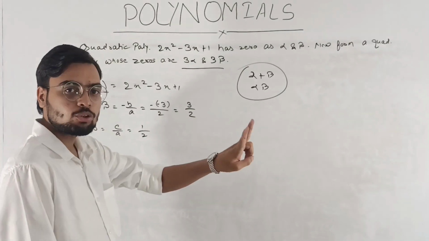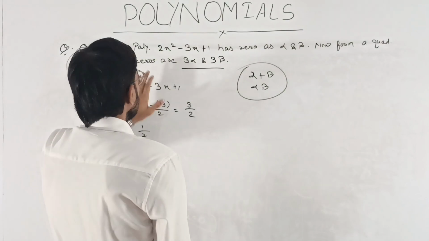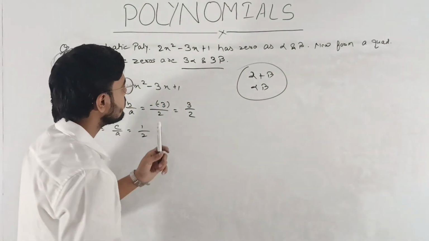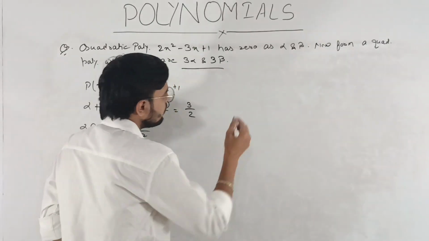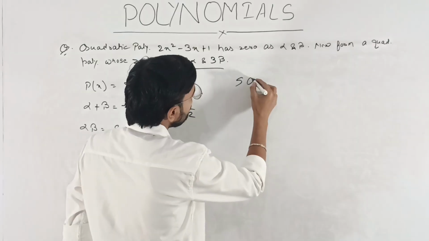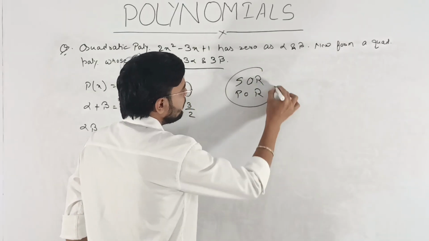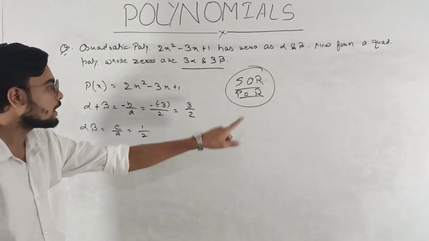Now read the second part of the question. What is the second part? Now form a quadratic polynomial whose zeros are 3 alpha and 3 beta. Okay, so for a quadratic polynomial we must have the sum of zeros, sum of roots (SOR), and product of roots (POR). For forming a quadratic polynomial, we must have these two.